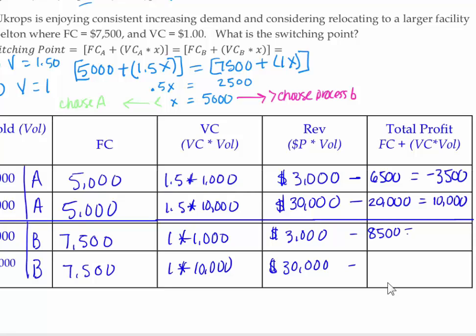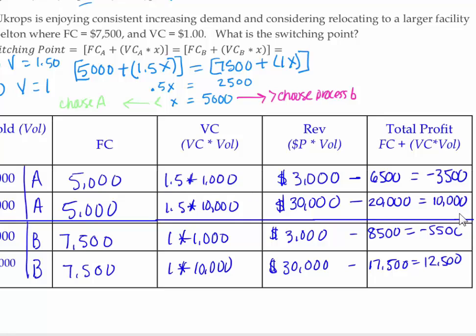So actually here we're going to be more in the hole. And then on this one, 30,000, we're going to have to subtract off our 10,000 plus 7,500. So that's going to be 17,500. So you can see that with the second choice, B, we're going to make a bigger profit of 12,500, whereas in this first one, we're only going to make a profit of 10,000.